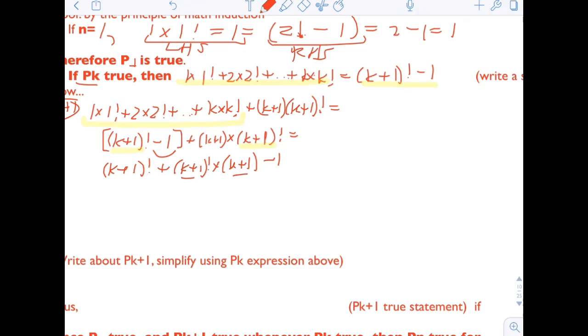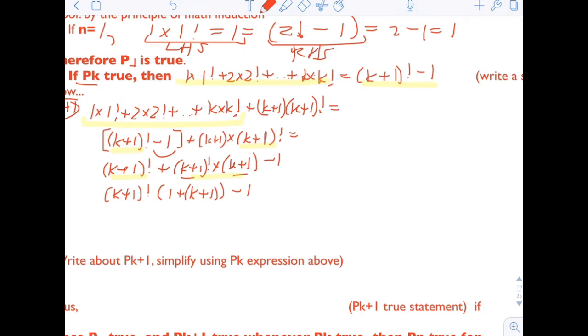Now I'm going to factor out k plus 1 factorial from the first two terms, but not from the last term, because the last term doesn't have one. So I have 1 plus, and then from the second one I would have left over k plus 1, right? So I factor out a k plus 1 factorial from the first two terms, these two yellow terms, and then I end up with that. And then I have -1 because I didn't do anything with the -1.